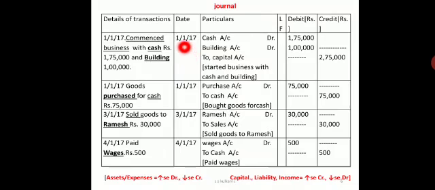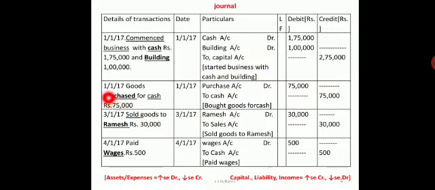Now I will write the date, 1/1/2017. Now what is the account? I have cash and building. Now both are to be debited because they are increasing, both are assets. So increase in assets. At the end you can see the rules for debit and credit for the various accounts are written. So cash account is increasing, so cash account is debited. To building account, amount is 1,75,000. Total will be 2,75,000, which represents my capital. Narration: started business with cash and building.